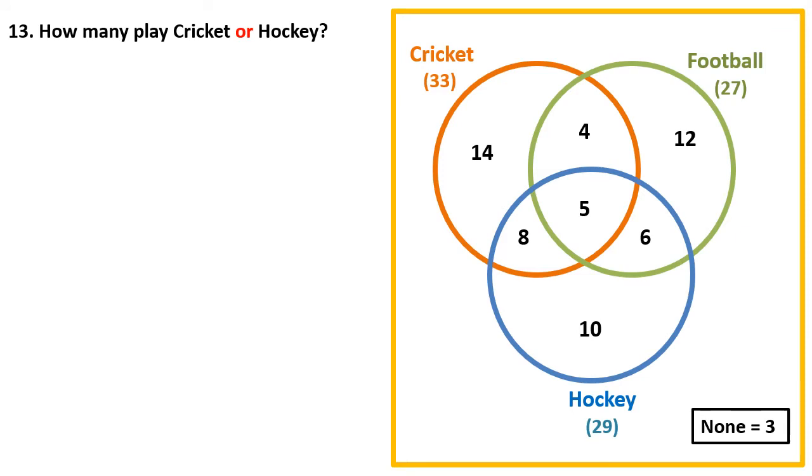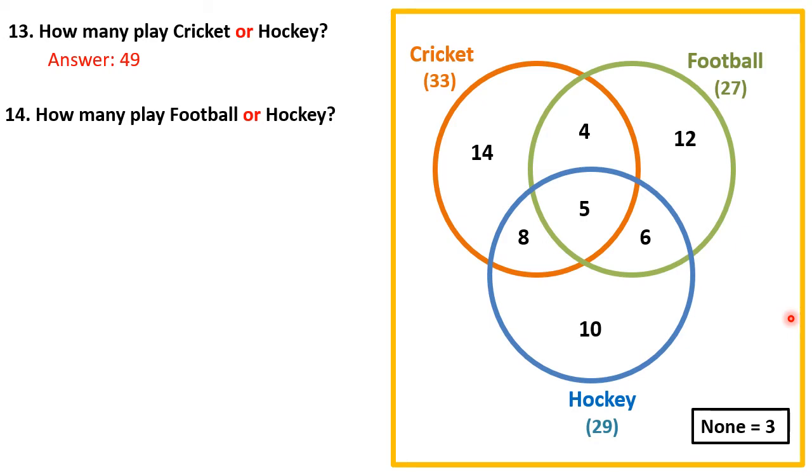Question 13. How many play cricket or hockey? So we need to consider all the values which are coming inside cricket circle as well as hockey circle. That is this 14, 4, 8, 5, 10, 6. They play either cricket or hockey or might be both. So if we add all these values, the total comes out to be 49. What is not considered in this 49 is this 12, who are not playing cricket or hockey, as well as these 3 students who are not playing any of the 3 games.